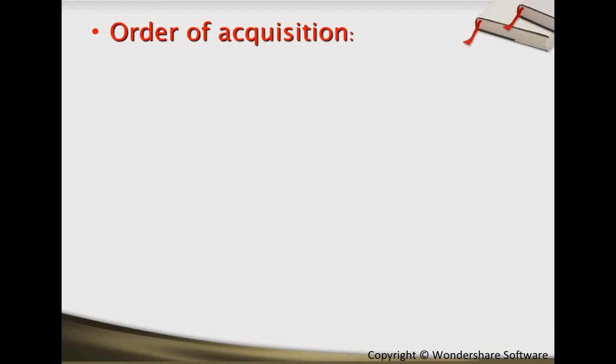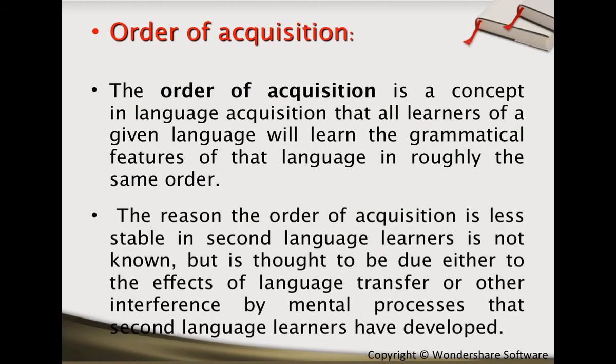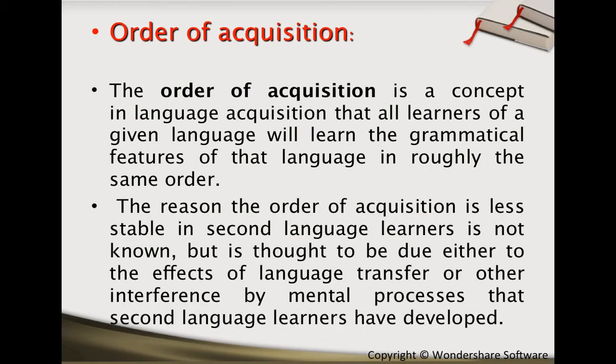Okay. So the next point is about the order of acquisition. The order of acquisition is a concept in language acquisition that all learners of a given language will learn the grammatical features of that language in roughly the same order, be they, for example, first or second language learners, adults or children. Sometimes we tend to learn the simple past before the past perfect and so on and so forth.